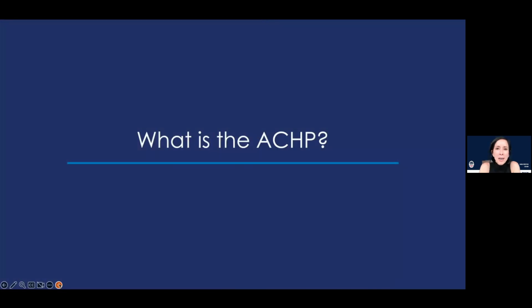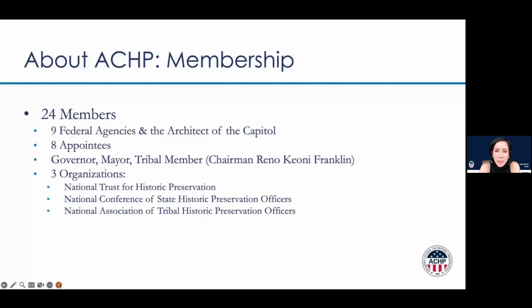And first, I was asked to just briefly talk about what the Advisory Council on Historic Preservation is. It is an independent federal agency based in Washington, D.C. Our members are critical to know as part of our council, 24 members. We have 9 federal agencies and the architect of the Capitol, 8 presidential appointees.